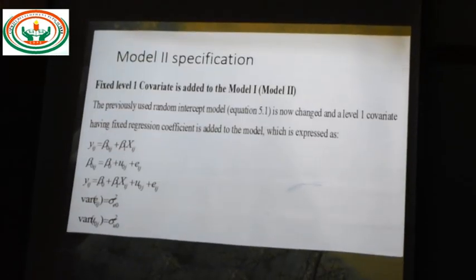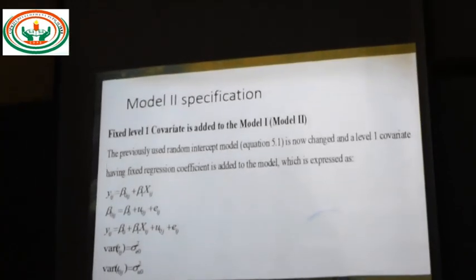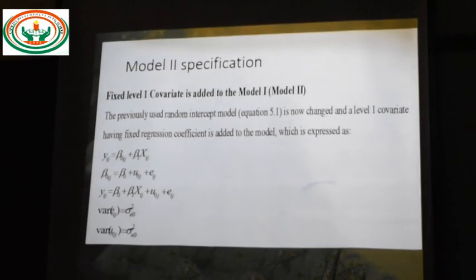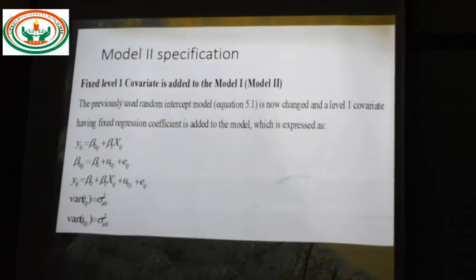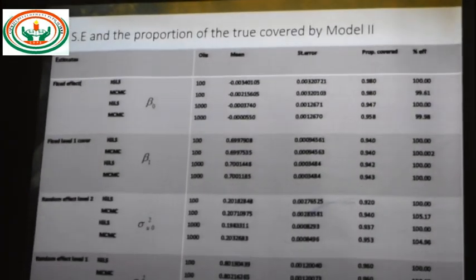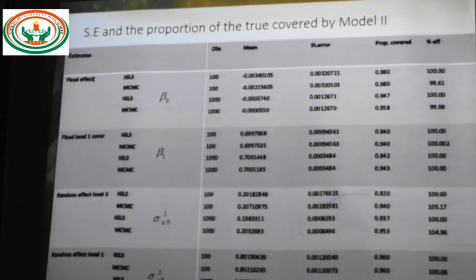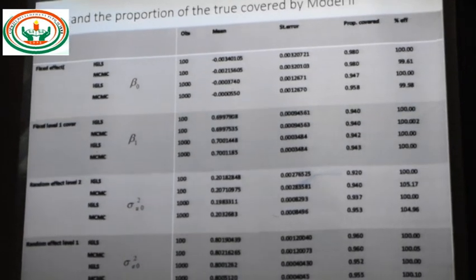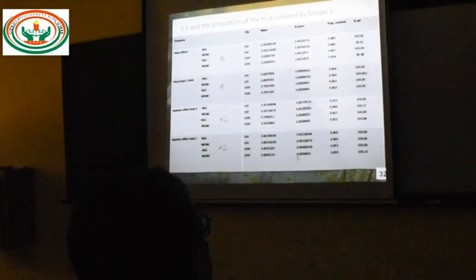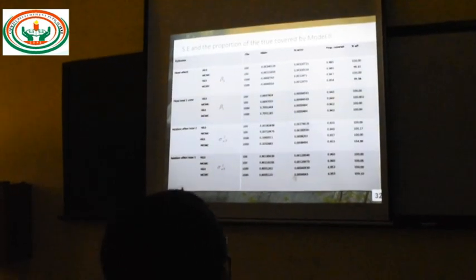We added a level 1 covariate, and here again we have a random intercept, and the level 1 covariate is then added to the model. The number of parameters is unchanged, and we have the 2 betas and 2 sigmas, 4 parameters. For these 4 parameters we again use 100 simulations and 1000 simulations, and again this gives us some clue of what is happening inside: we have a downward bias here for IGLS and MCMC, and of course the bias is then smaller.